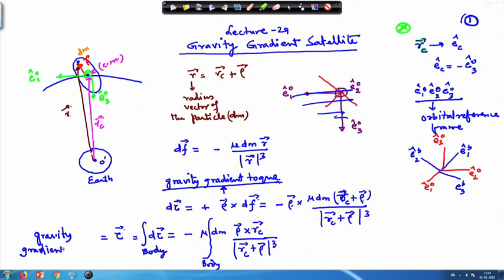Gradient. So, this point is C here, the gravity gradient torque about C, which is the center of mass of the satellite.